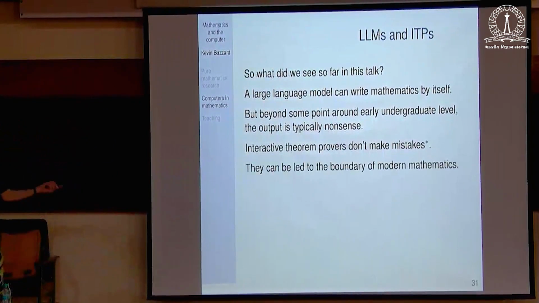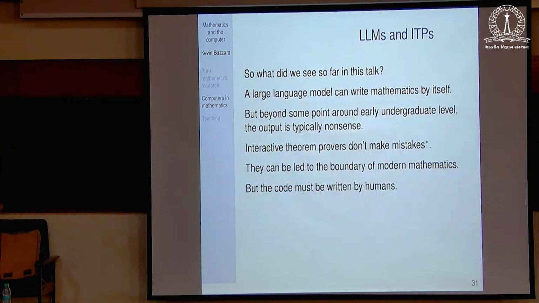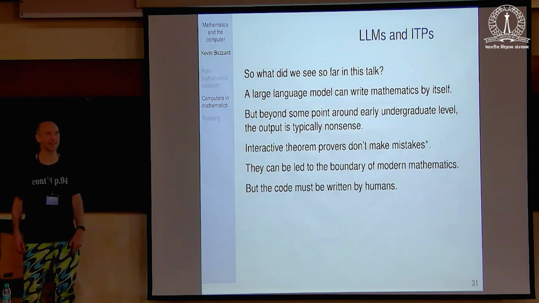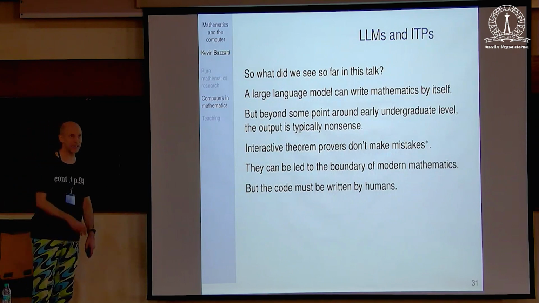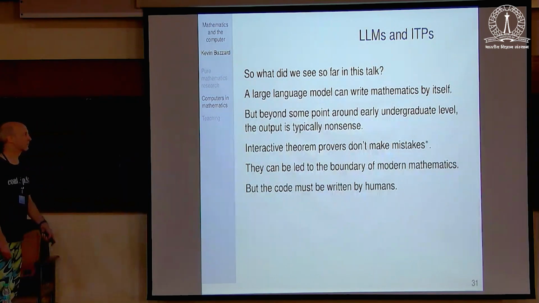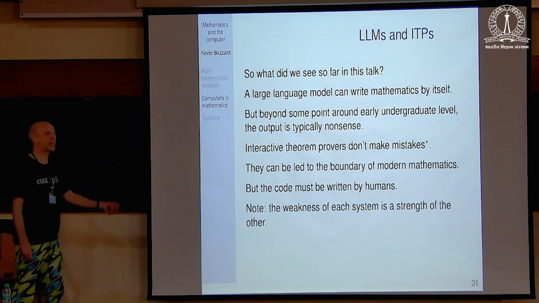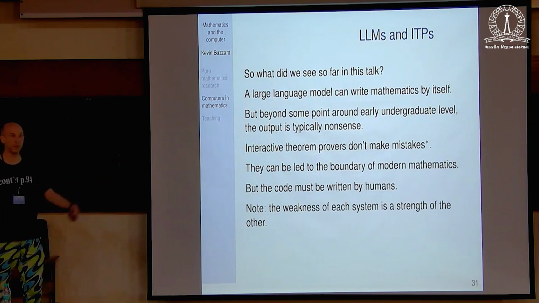They don't make mistakes, and we can get them to the boundary of modern mathematics, to the point where they're threatening my job as a researcher, but unfortunately, they're not doing it by themselves. The only way they can get to the boundary is we hold their hands. We take the maths proof and the literature and we translate it. So that's not going to be removing my job either. But both of these things have a big weakness. The large language model talks nonsense. The interactive theorem prover, we need humans to type it in.